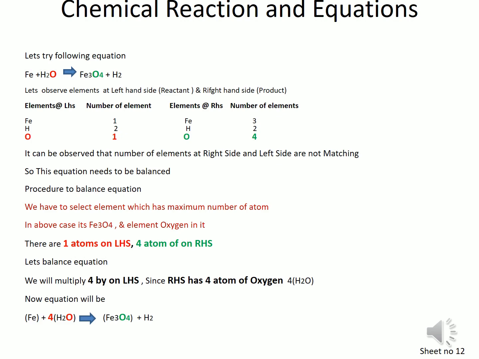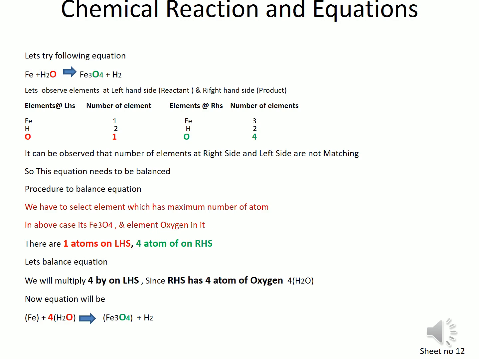Now the basic rule we have to understand is that we have to start with the maximum number of atoms. Here in this case we are having O4, so we will have to start balancing with oxygen. Okay. Now let us see how we can balance. Procedure to balance the equation. Now we have seen oxygen has the maximum number of atoms. So on the left hand side we are having only one atom of oxygen and on the right side we are having four atoms. So naturally we have to multiply by 4 on the left hand side so that the left hand side oxygen and right hand side oxygen can get balanced.